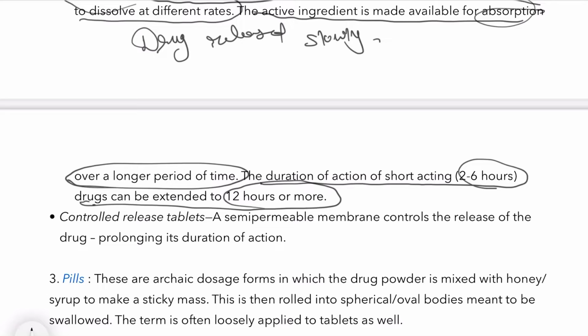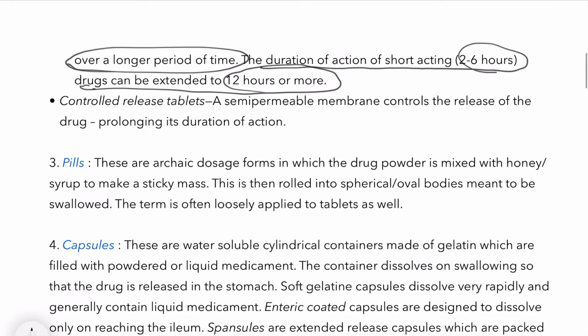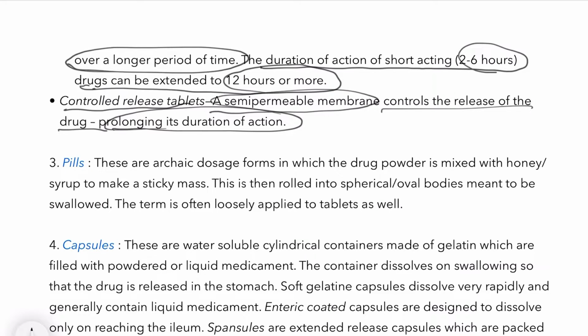So the chewable tablets are, as we have seen, having a flavoring taste because it cannot be bitter, because dispersible tablets are bitter in taste. Last is controlled release tablets, which have a semi-permeable membrane that controls the release of a drug, prolonging its duration of action.